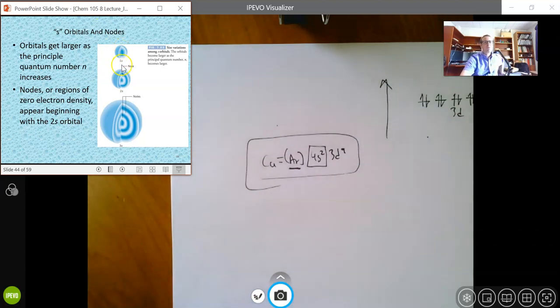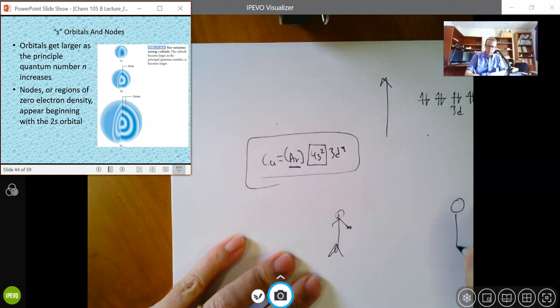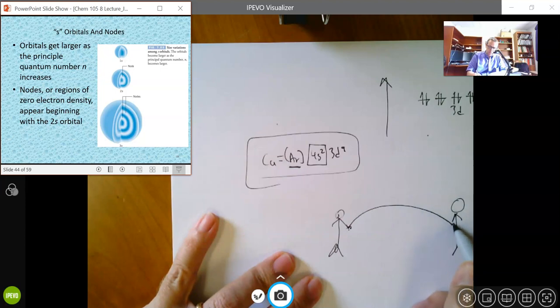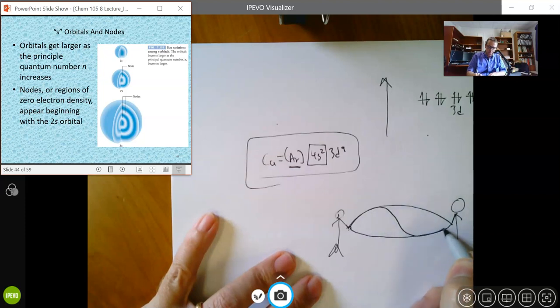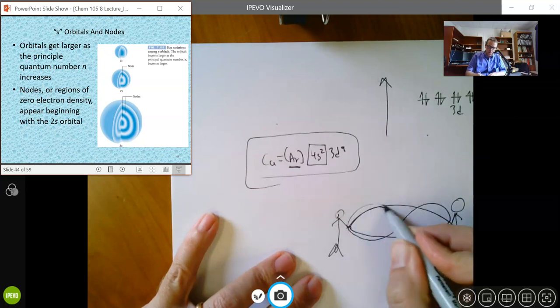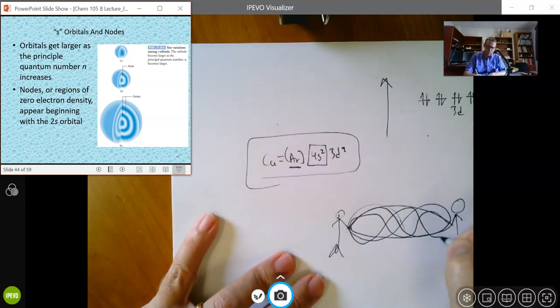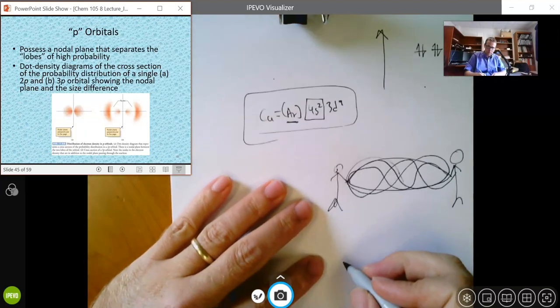S orbitals, spherical orbitals, are again waves, but they have nodes. Do you remember when we talked about the jump rope? If one person holds a jump rope here and the other person holds it here, and they swing it fast enough, they can get it to form that sort of pattern. If they keep swinging it faster, you can also get it to form this other pattern, depending on how much energy you put in. Let me draw this pattern again down below here.